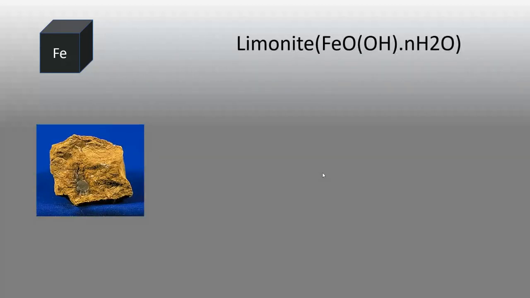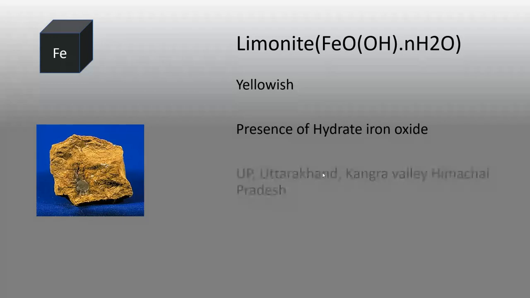The fourth one is limonite. Limonite is a hydroxide form of iron, and it is yellowish because hydroxides of iron are present. This type of ore is found in Uttar Pradesh, specifically in Sonbhadra district, and in Garhwal district in Uttarakhand, and Kangra Valley, Himachal Pradesh. These are the major sites in India where we find limonite.